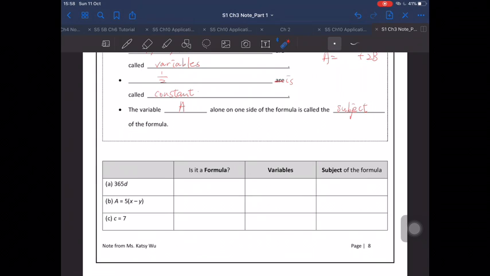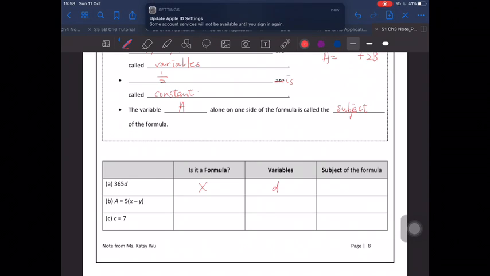Okay? So therefore, let's see. So and then for 365D, is it a formula? No, it does not contain an equal sign. So it is not a formula. So for the variable, it will be D, right? English letter. The subject of the formula, as it does not contain an equal sign, we cannot find the subject. So therefore, just leave it.